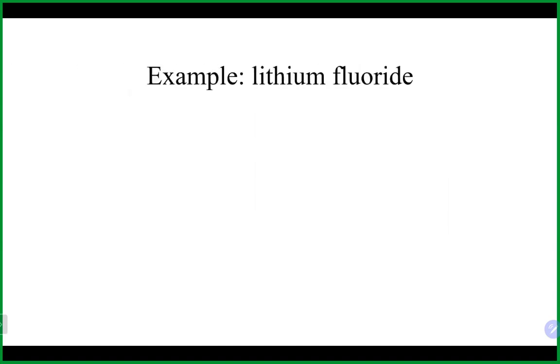So let's take a look at ionic bonding, and this is going to be ionic bonding because lithium is a metal, fluoride is a non-metal, or that's fluorine. So this is definitely going to be ionic bonding. So when we look at lithium on the periodic table, lithium has an atomic number of 3, which means it has 3 protons. And if it is neutral, it would also have 3 electrons.